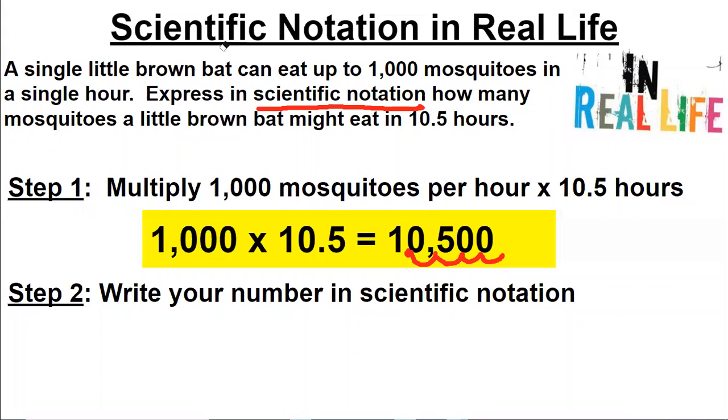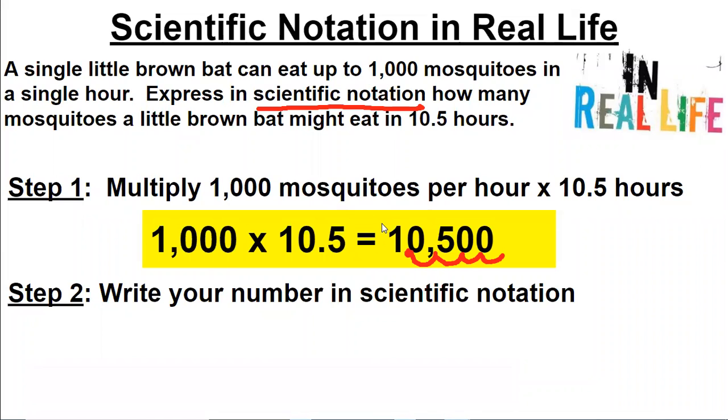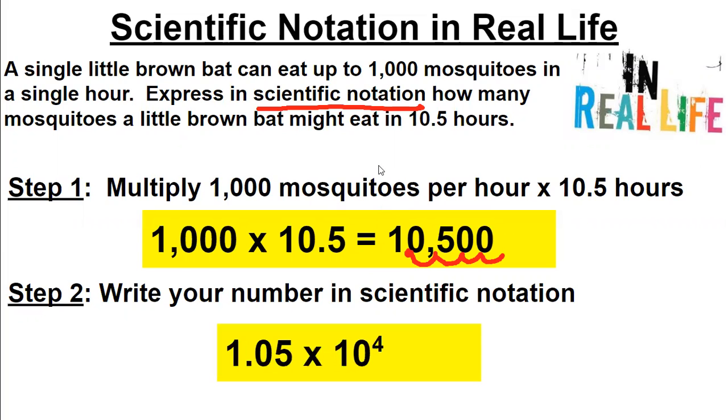And I now have 1.0500, or just 1.05, correct? And how many jumps did we make? 1, 2, 3, 4. So it'll be 1.05 times 10 to the 4th power, correct? Yeah, 1.05 times 10 to the 4th power. Okay, let's take a look at another example.